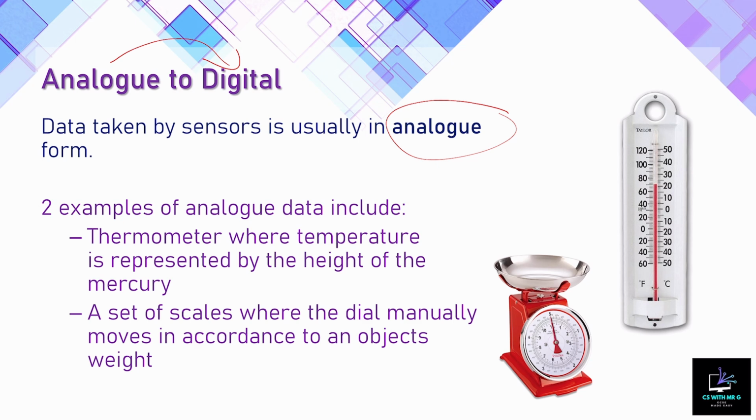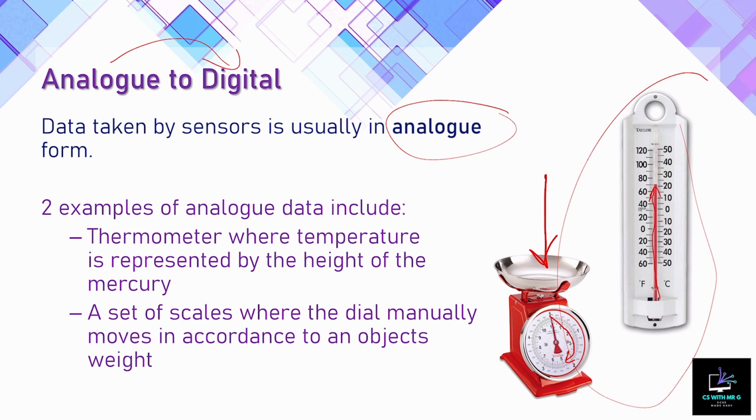A perfect example, this thermometer you can see on the right here is an analog way of measuring the temperature. The red line in the middle goes up the hotter it gets and goes down the cooler it gets. There is absolutely no digital data involved with this thermometer. Likewise with these scales here, when you put an item into the scales, this red needle will go around and tell you how much something weighs. Again, it's purely analog, there is no digital data involved whatsoever.